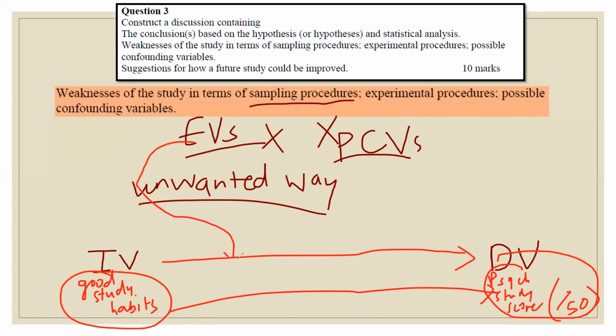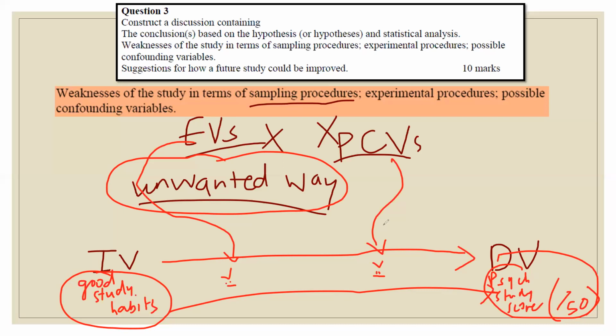They always come in and they're like, yes, time to ruin the results of the study. Okay, time to confound the results of the study. And they're kind of like these evil variables that come in and basically affect the results in an unwanted way. Because now it becomes difficult for us to determine with certainty, was it the good study habits or was it some other factor that led to a better study score?